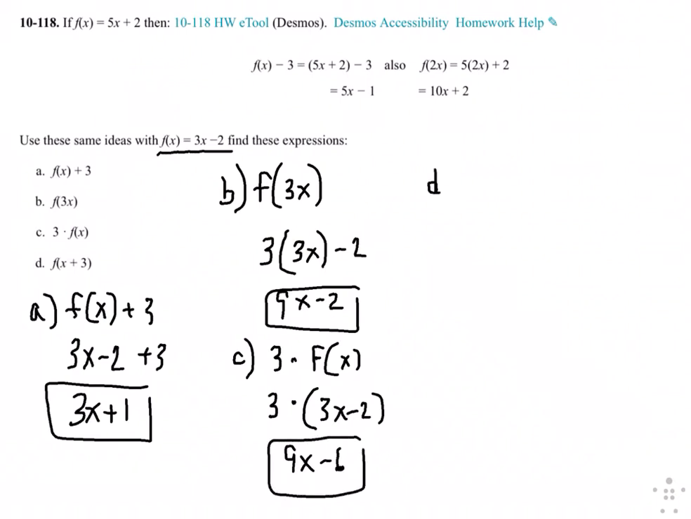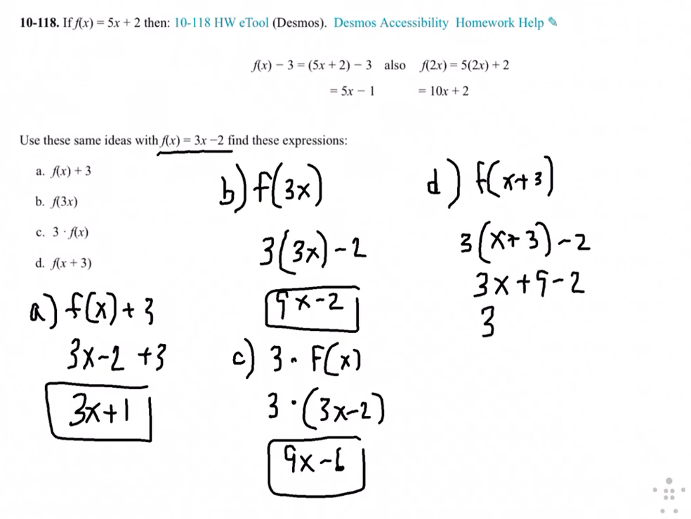And for d, they want f of x plus 3. That means wherever I see x, I'm going to put x plus 3. So that would be 3 times x plus 3, minus 2. That's 3x plus 9 minus 2. That's 3x plus 7. So f of x plus 3 is 3x plus 7.